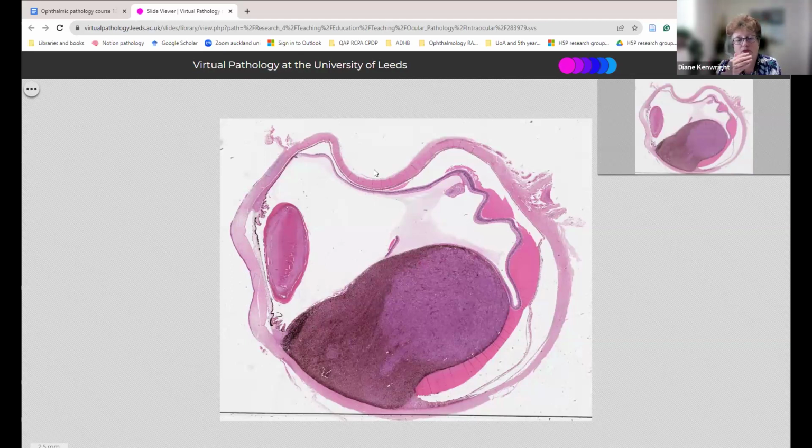As we move around, I can see that the retina is lifted off the sclera with a subretinal exudate. I can see that the optic nerve is looking pretty normal and likely not involved by the tumor. And then I can see this really large melanoma, extending from the ciliary body through to the equator of the eye.